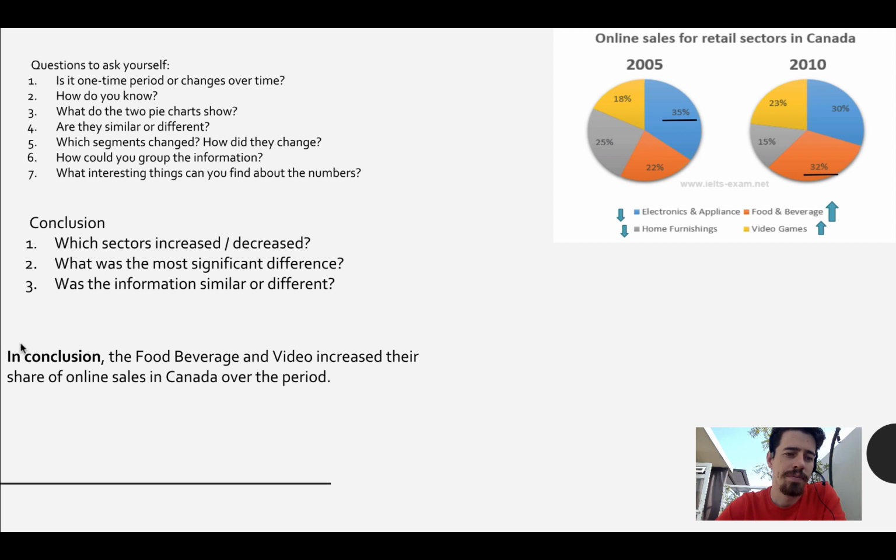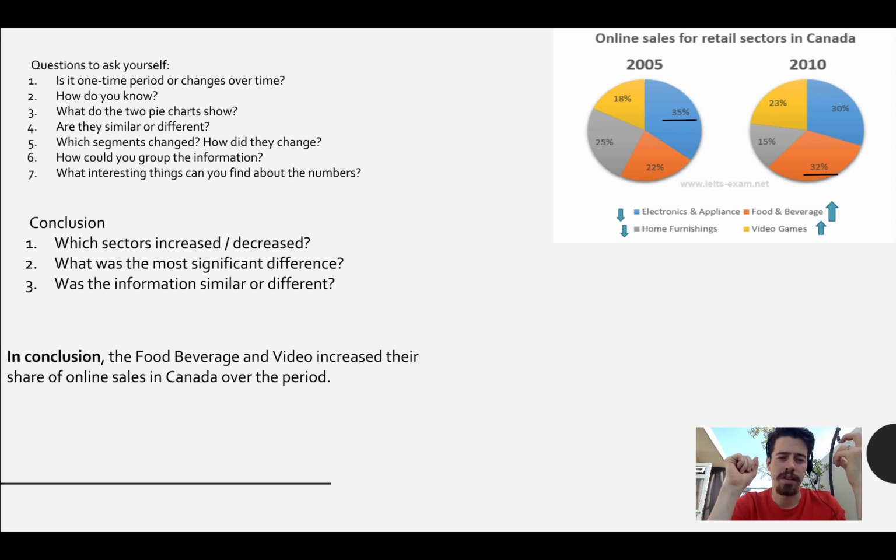Okay, so start with a concluding phrase. "In conclusion," then very simple, food and beverage and video increased their share of online sales in Canada over the period. Okay, so it's very simple. Okay, so this is one way of organizing your graph writing when there are 2 pie charts.